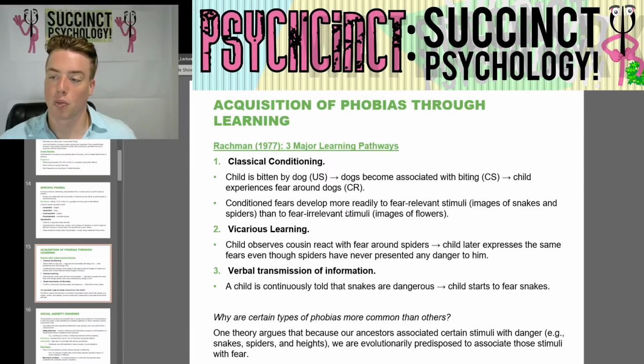Conditioned fears develop more readily to fear-relevant stimuli, so images of snakes and spiders, than to fear-irrelevant stimuli, so images of flowers. Vicarious learning: a child observes a cousin react with fear around spiders.